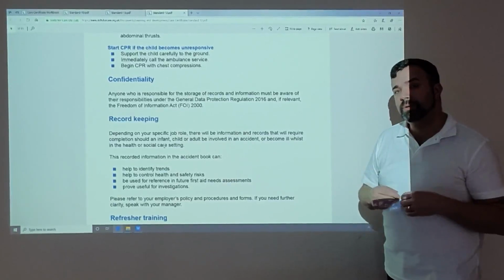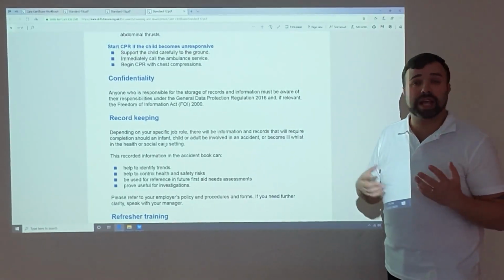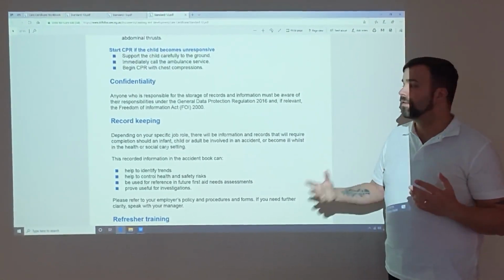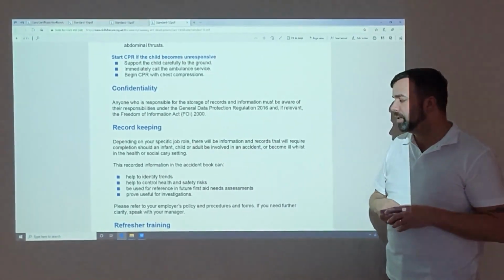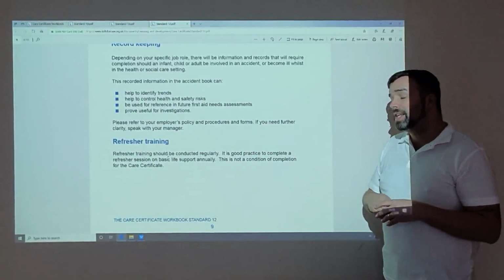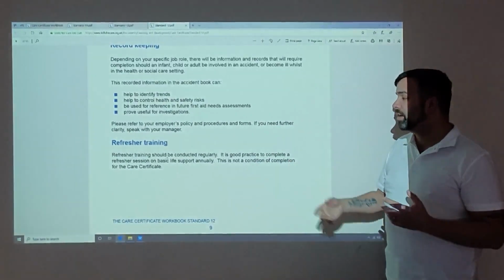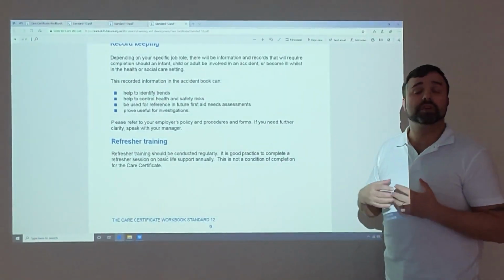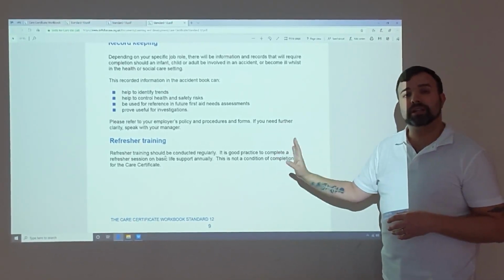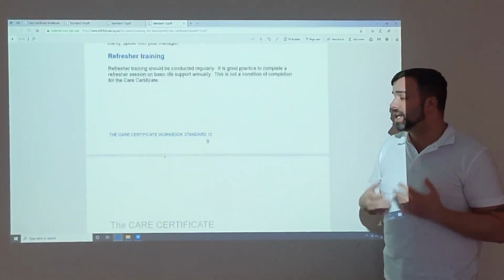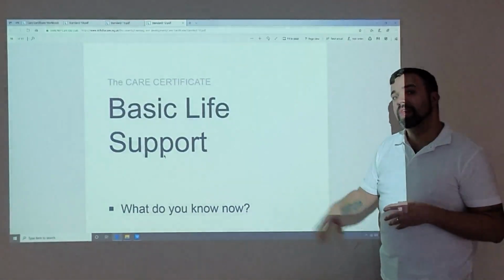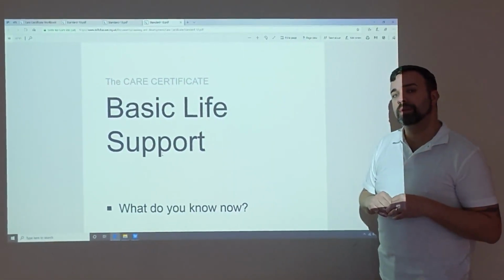Record keeping is really important because the moment we've performed any level of CPR or first aid, we need accurate records to explain to people what we did and how we did it. As part of your training, you will be required to undertake an annual refresher update around basic life support. So it's important that every year you maintain your skills in performing CPR. So let's talk about the knowledge requirements.